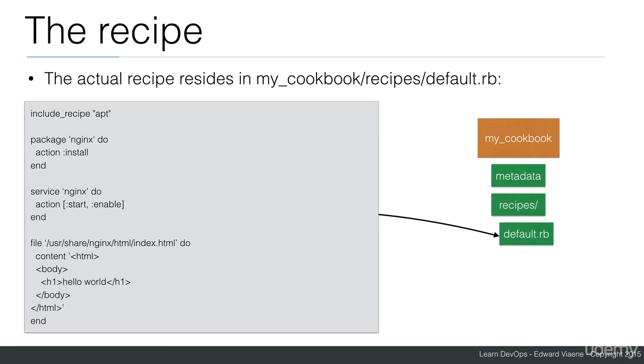The actual recipe resides in my_cookbook/recipes/default.rb. You can see here the recipe that installs and starts the nginx web server. It also puts an index.html in the HTML directory. When we launch this recipe, we'll see the hello world text when we browse to the URL of that node.